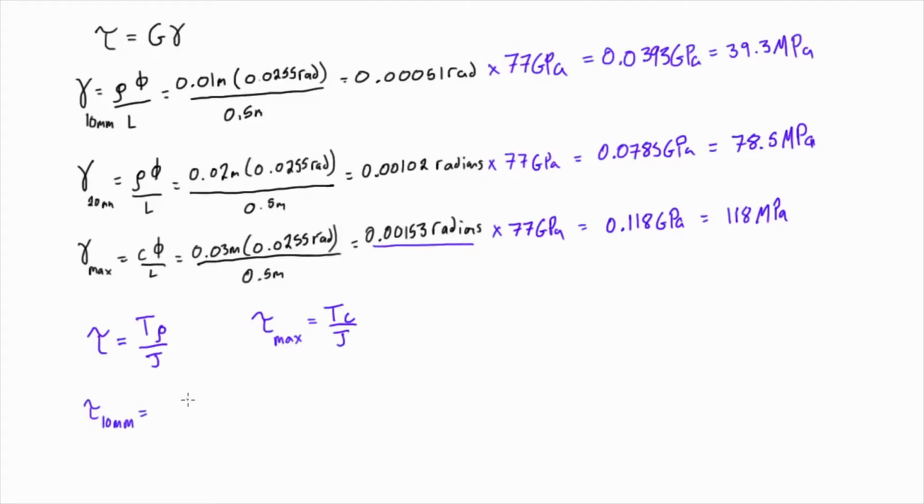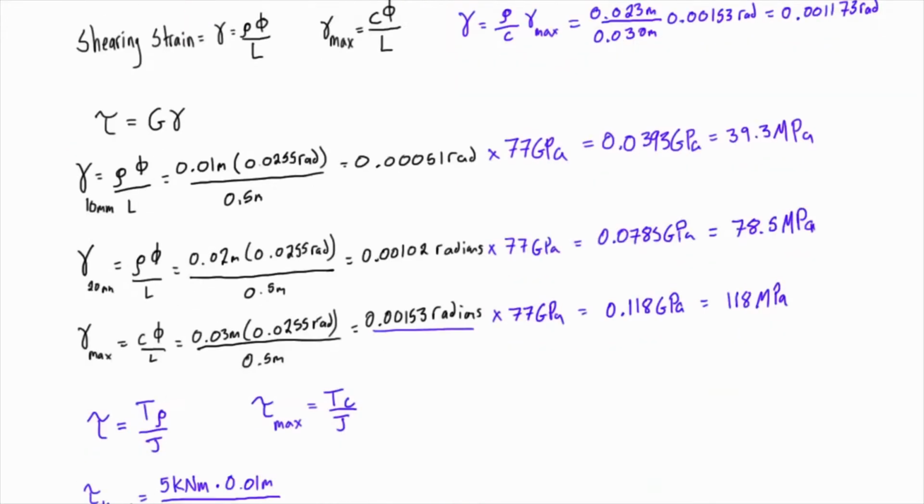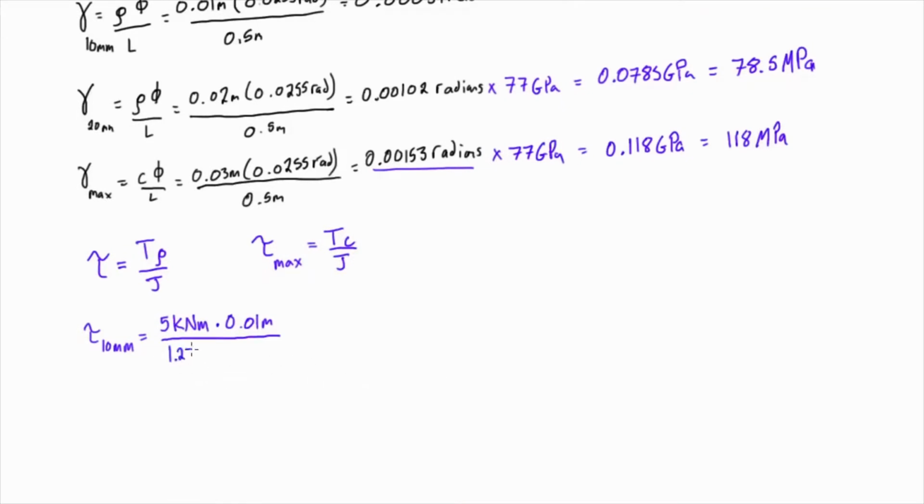Well, our applied torque was 5 kilonewton meters, and the distance here that we're working with is 0.01 meter, right? That's just 10 millimeters. And we want to divide that by J, and we set up here that J was 1.272 times 10 to the negative 6 meters to the power of 4. So let's write that down. Now, if we look at these units, this isn't super intuitive about what kind of units these are going to give us. So what you might want to do is just adjust it a little bit.